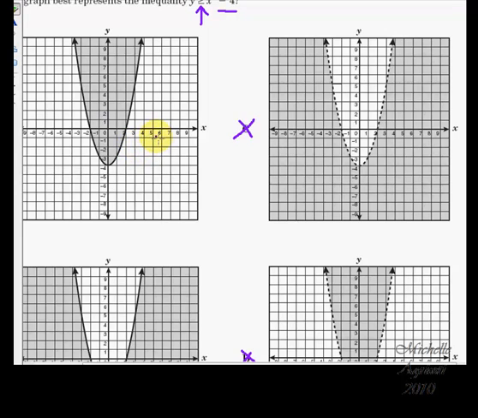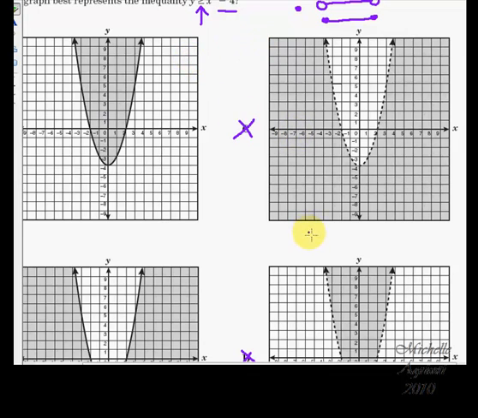If we were just plotting points, a solid circle is included. An open circle is not. So if I had a segment with two open circles at the end, it wouldn't include the endpoints. It'd go right up next to them but not include them. If they were solid, then it includes the endpoints.